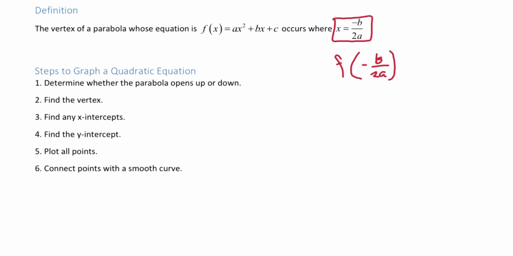The steps to graph a quadratic are: 1. Determine whether the parabola opens up or down. 2. Find the vertex. Steps 3 and 4, you're finding the intercepts. Step 5, you plot all of the points you just found. And step 6, you connect the points with a smooth curve.